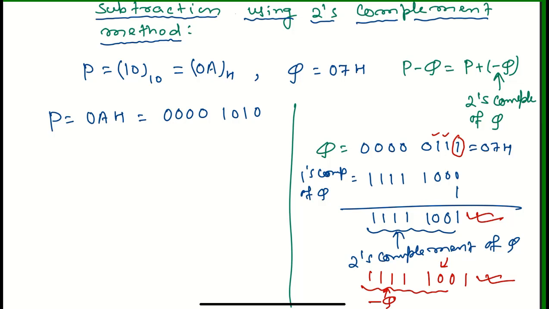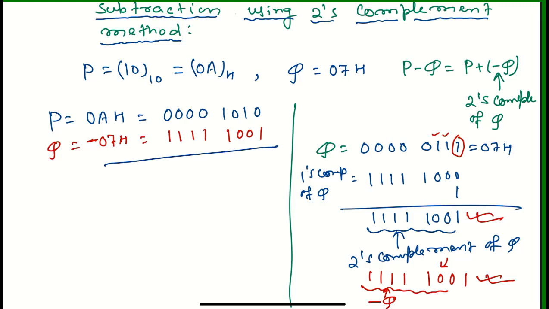So we got it here: Q is equal to minus 07H now. So this should be added here. Whenever you add this, we have to write it first: 1, 1, 1, 1, then 1, 0, 0, 1.